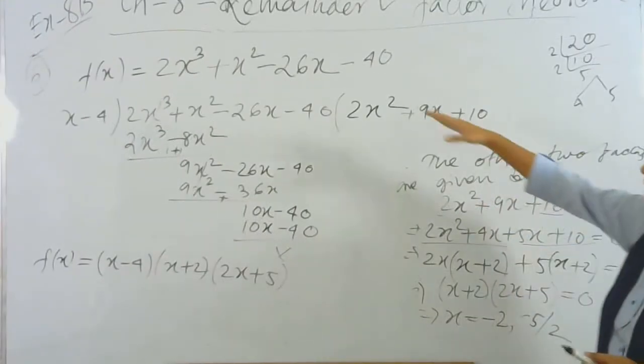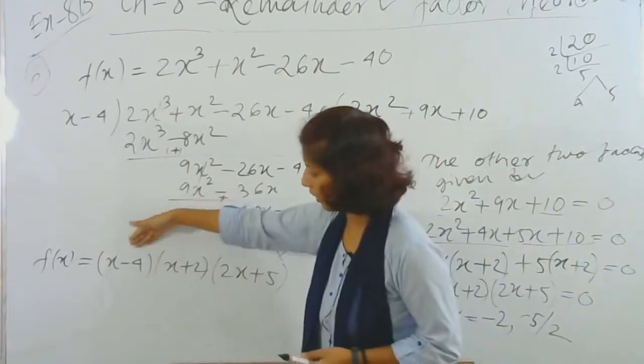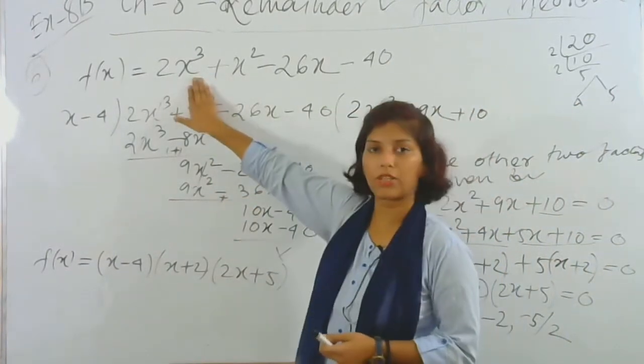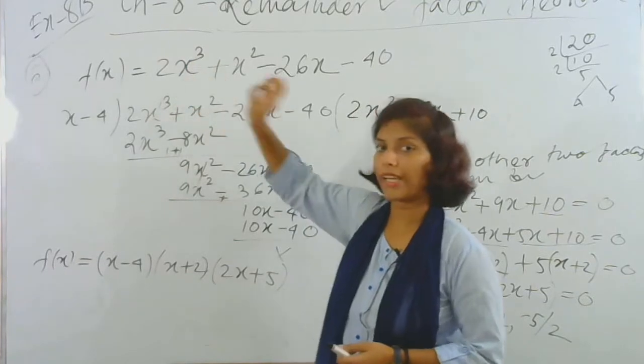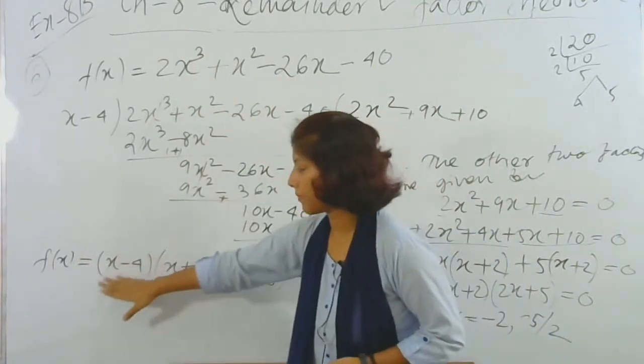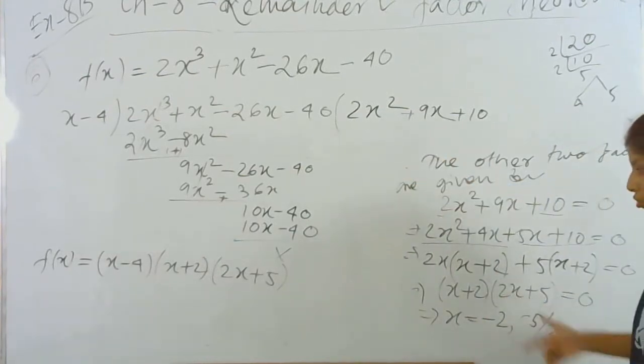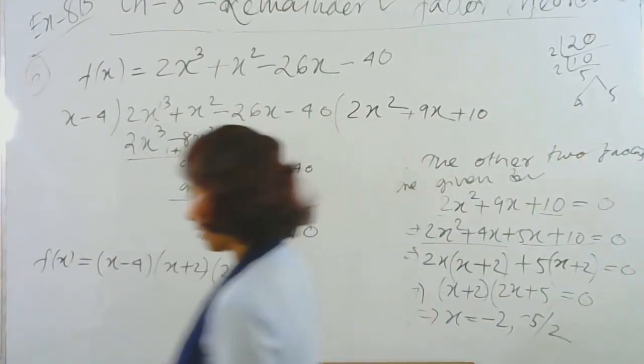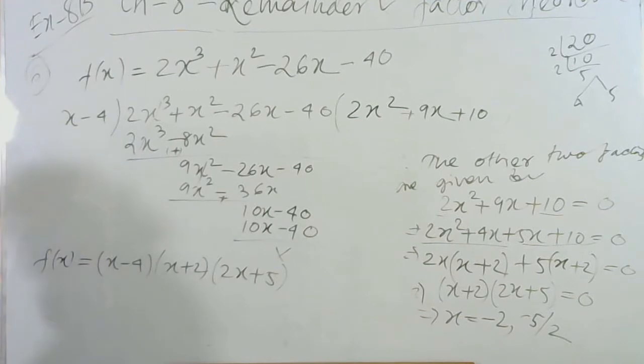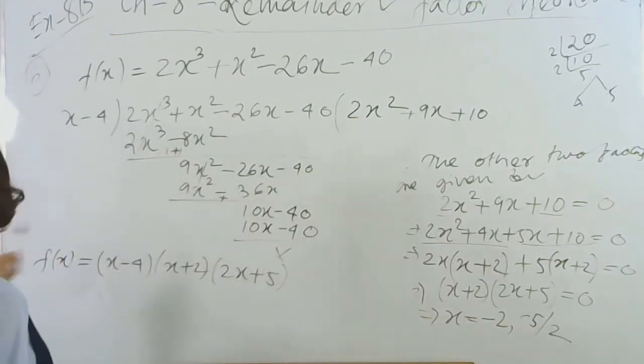So hence the whole thing has been factorized into 3 factors, right? The highest power is 3, so I'll get 3 factors. x minus 4 is already given, and from the quotient I solved the other 2. So these are the 3 factors that you can see here. Now, I already said questions 7, 8, 9, 10 are of the same type. I'll go straight to question number 11.